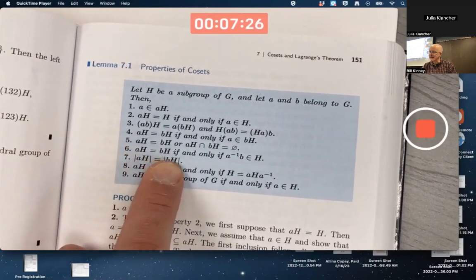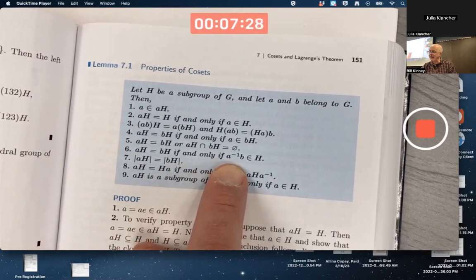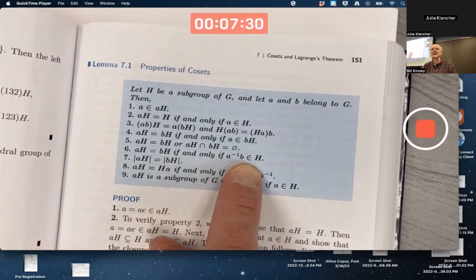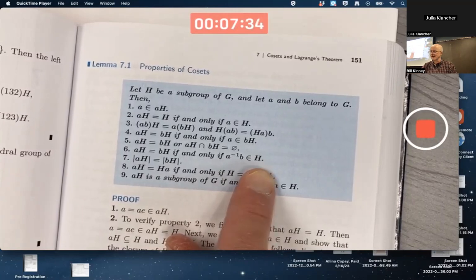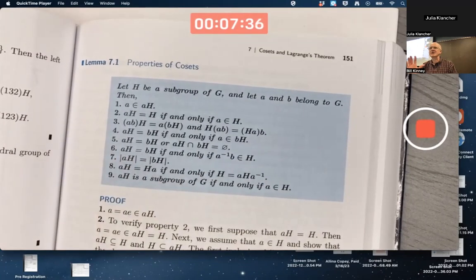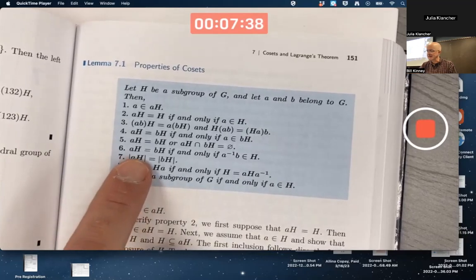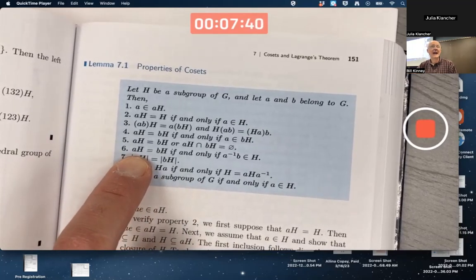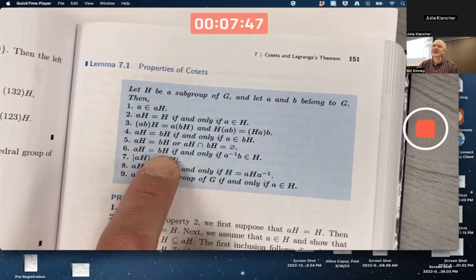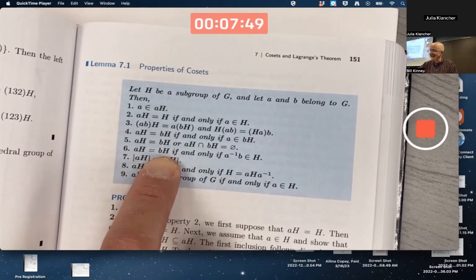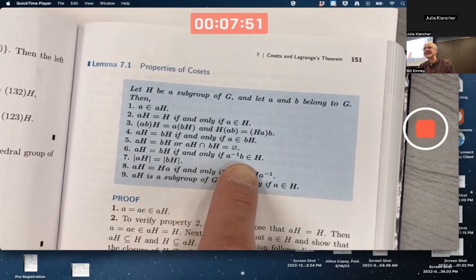AH equals BH if and only if, oh yeah, that looks familiar there, A inverse B is in H. Say this in words, just like the author recommends. The left coset of H in G containing A equals the left coset of H in G containing B, if and only if A inverse B is in H.